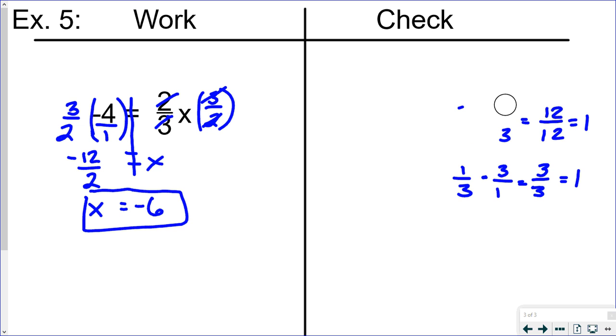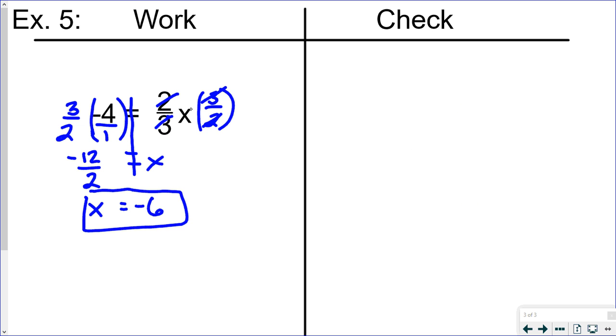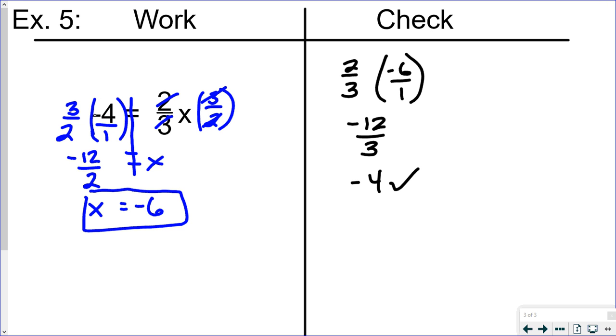So let's check that real quick. So is 2/3 times negative 6 equal to negative 4? 2/3 times negative 6. I don't know why I put a dot and parentheses. I don't need that. So 2/3 times negative 6, multiply straight across, you get negative 12 over 3, which simplifies to negative 4, which is what I wanted.